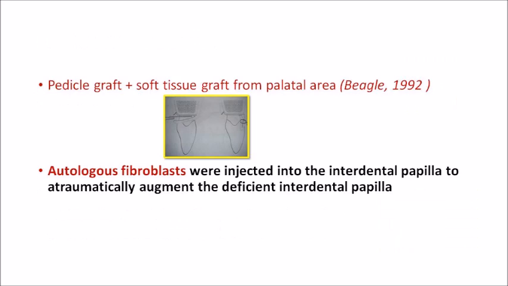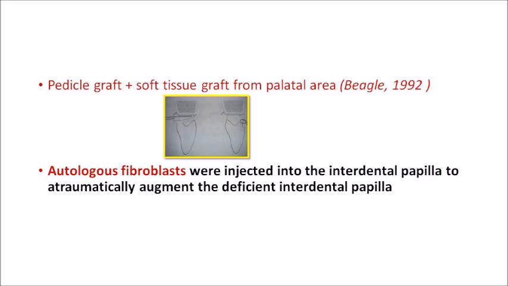It is given by Beagle in 1992. It is also known as Beagle's technique. Here we cut a piece of tissue from the palatal side of the tooth and this tissue is folded upon itself to fill the papillary area. Along with this we can use a soft tissue graft from the palate also.